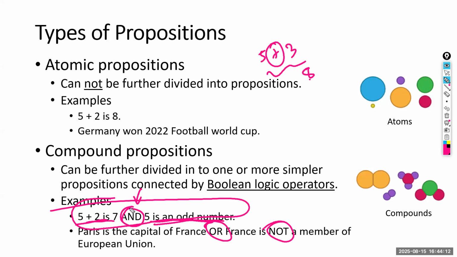But if you use some other operator, you are not going to get a proposition. For example, you cannot say "Paris is the capital of France" multiplied by "France is not a member of the European Union". It doesn't make any sense as a full statement, because you can't add, subtract, multiply, divide propositions to get propositions. So if you want to get a proposition from those, you must use only Boolean logic operators.